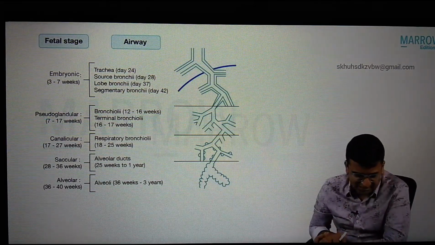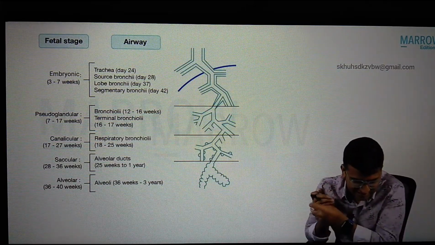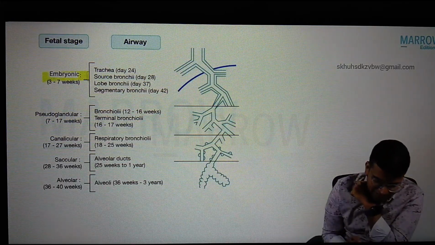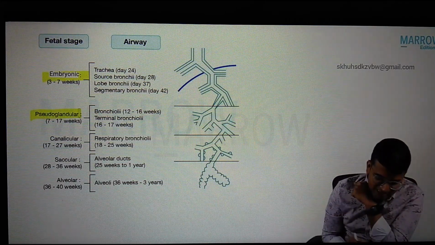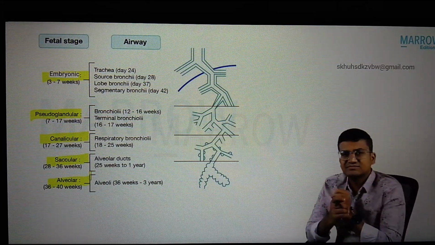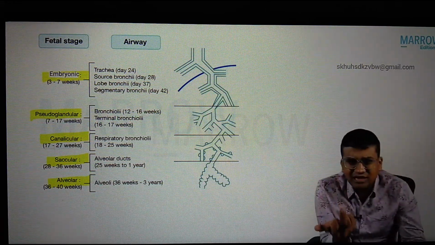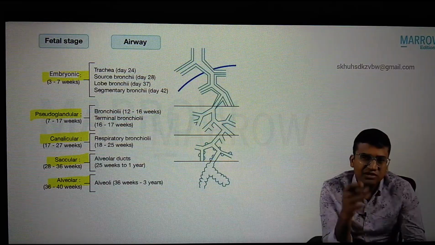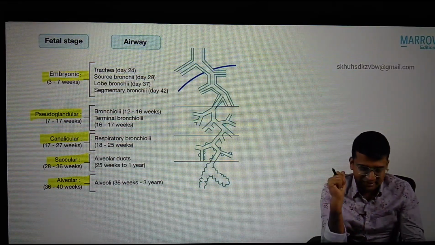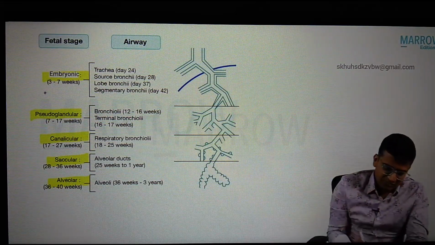Now, one last thing, that is the formation of the lungs. Lung formation occurs in 4 stages. Stage 1 is the embryonic stage, then the pseudoglandular stage, canalicular stage, saccular stage, and the alveolar stage. Just remember the stage names, that is enough. Usually they won't ask this tough a question. Till now, we haven't got any question from the development of lungs. So, for the safer side, we are seeing all this. Usually you won't get it, so don't worry, but just go through this.